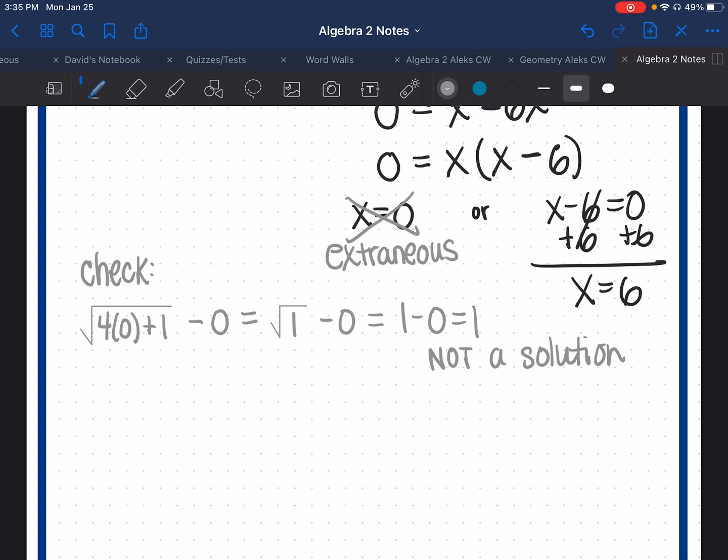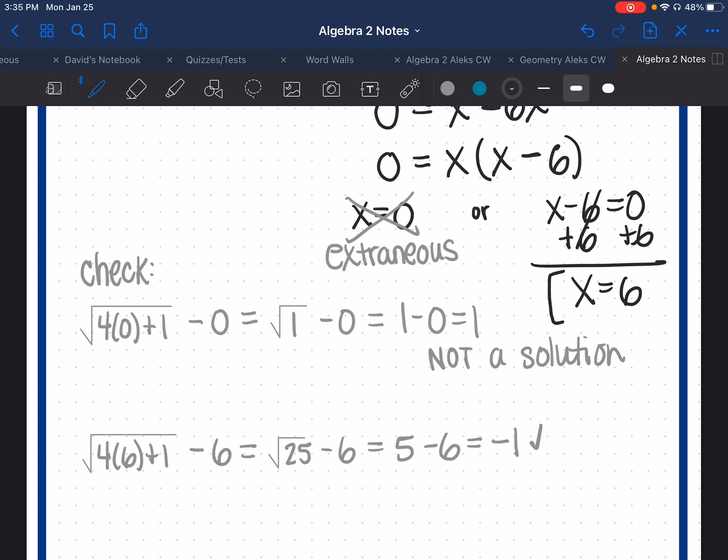Now, could the other one be extraneous? Yes, it could. So you need to go ahead and check it as well. Don't just go ahead and put it in because it could actually be extraneous as well. So 4 times 6 is 24 plus 1. Yep, there we go. So 24 plus 1 is the square root of 25 minus 6. So that's 5 minus 6, because the square root of 25 is 5, negative 1. And that does match up above, so this is my only solution.